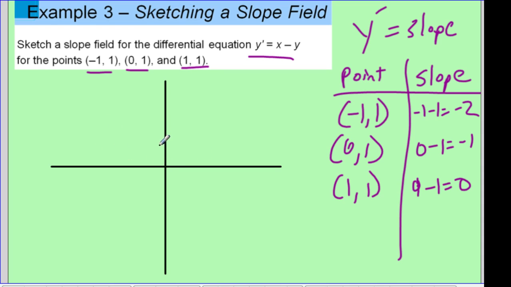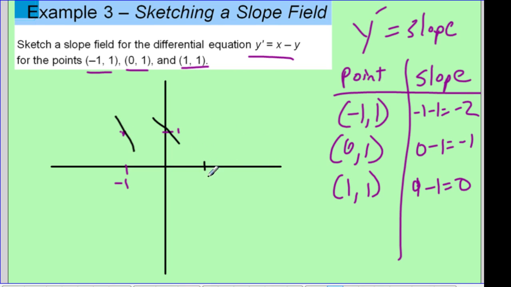So plotting those points, the first point, negative 1, positive 1, we're going to call that right here. Instead of putting a dot there, which we'd usually do if we were plotting that point, I'm actually going to draw a slope. And the slope of negative 2 is going to look roughly like this. Next point, 0, 1 is going to be right here. It has a negative 1 slope. That's not going to be as steep of a slope. It's almost like a diagonal. There you go. So it's not as steep of a slope.